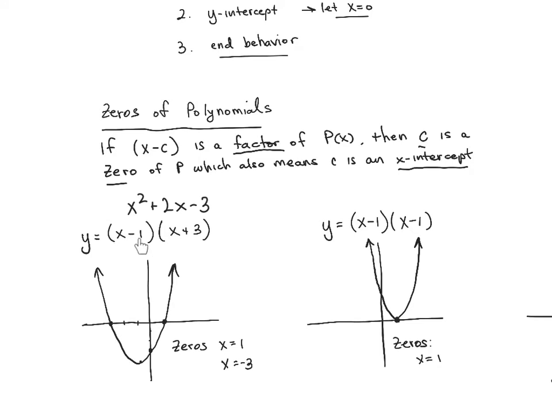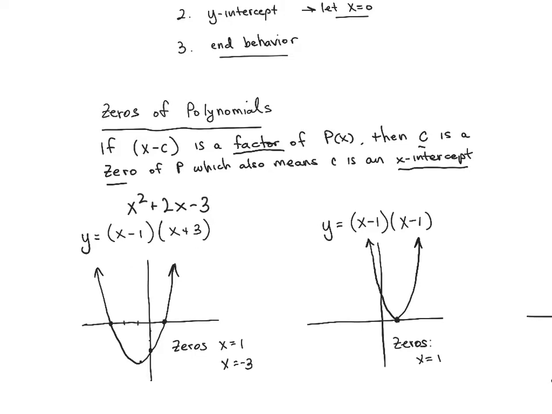You can see here x minus 1 is a factor. So that means x equals 1 is one of my zeros or x-intercepts. x plus 3 is another factor, so x equals negative 3 is another x-intercept. So the zeros come from the factors.